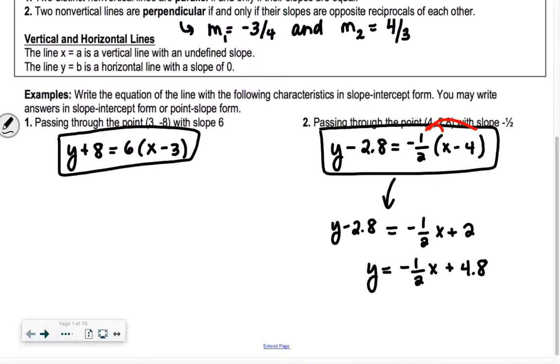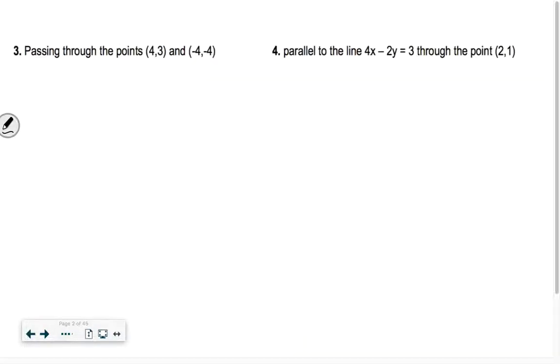Still feeling pretty good about this? You're like, yay, hope pre-calc is always this easy. Disclaimer, it's not. I'll make it easy for you, right?